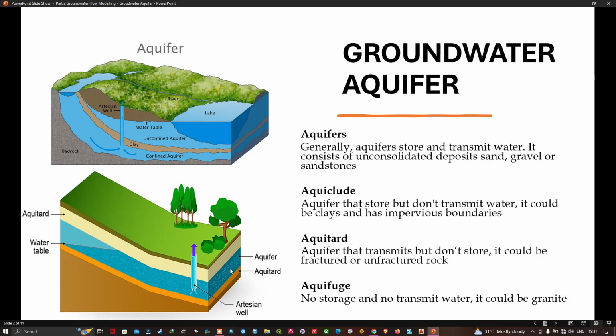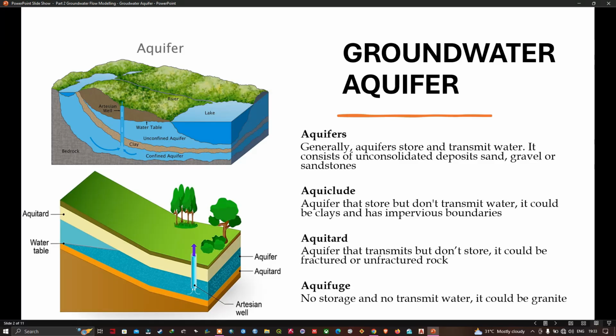From this diagram here, this part of the section is called an aquifer, which has an ability to store and transmit water, and this is the artesian well. An artesian well is a well that brings the groundwater to the surface without pumping because it is under pressure within the body of rock or the sediment known as an aquifer.